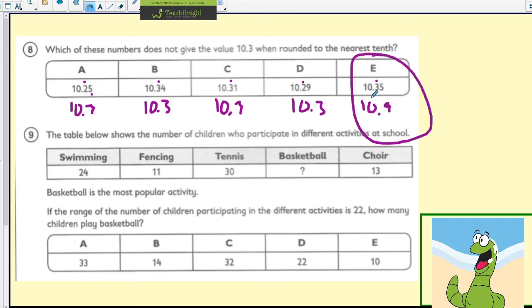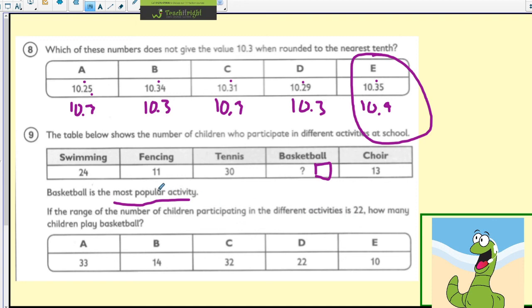Easier one out. Number 9, the table shows the number of children who participate in different activities at school. Basketball is the most popular activity. If the range of children is 22, how many play basketball? Oh, that's a cool question. Well, most popular, I mean, this is the biggest number. Whatever it is, it's going to be largest. And range is biggest, take away the smallest.